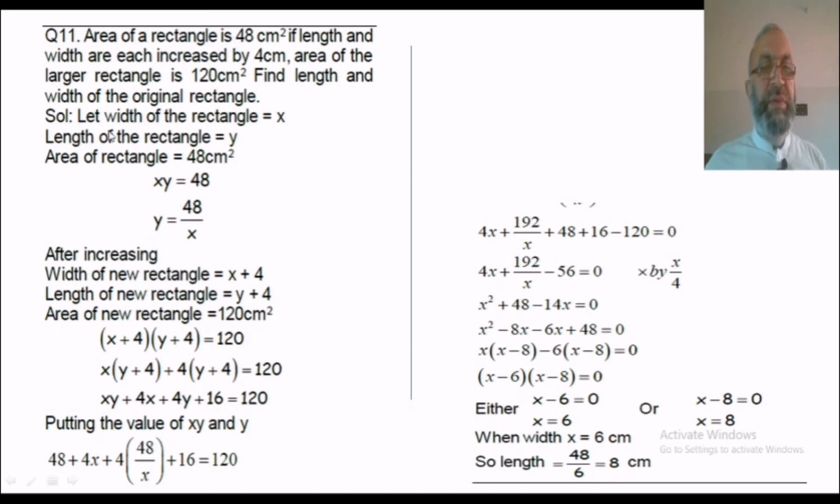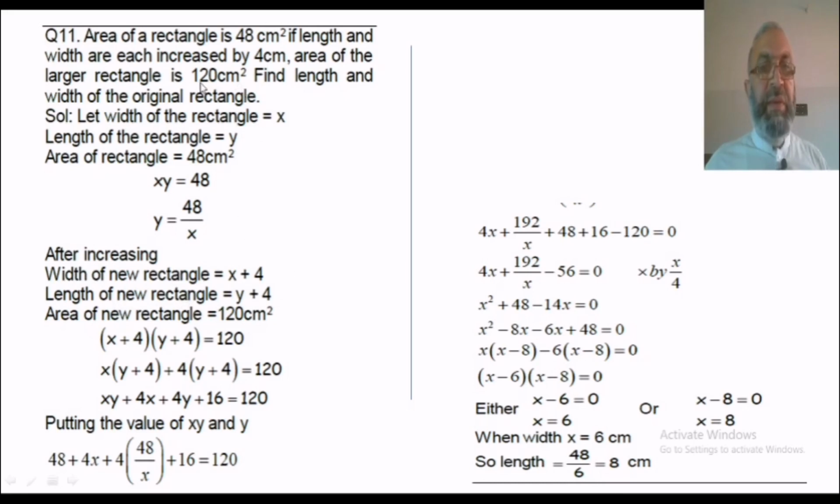Now we suppose for the rectangle, width of the rectangle is x, length of the rectangle is y. So according to the condition, width into length is equal to 48. We get one equation, y is equal to 48 by x. After increasing the sides by 4 centimeter, if the first width is x, the increased width is x plus 4. If the first length is y, the increased length is y plus 4.